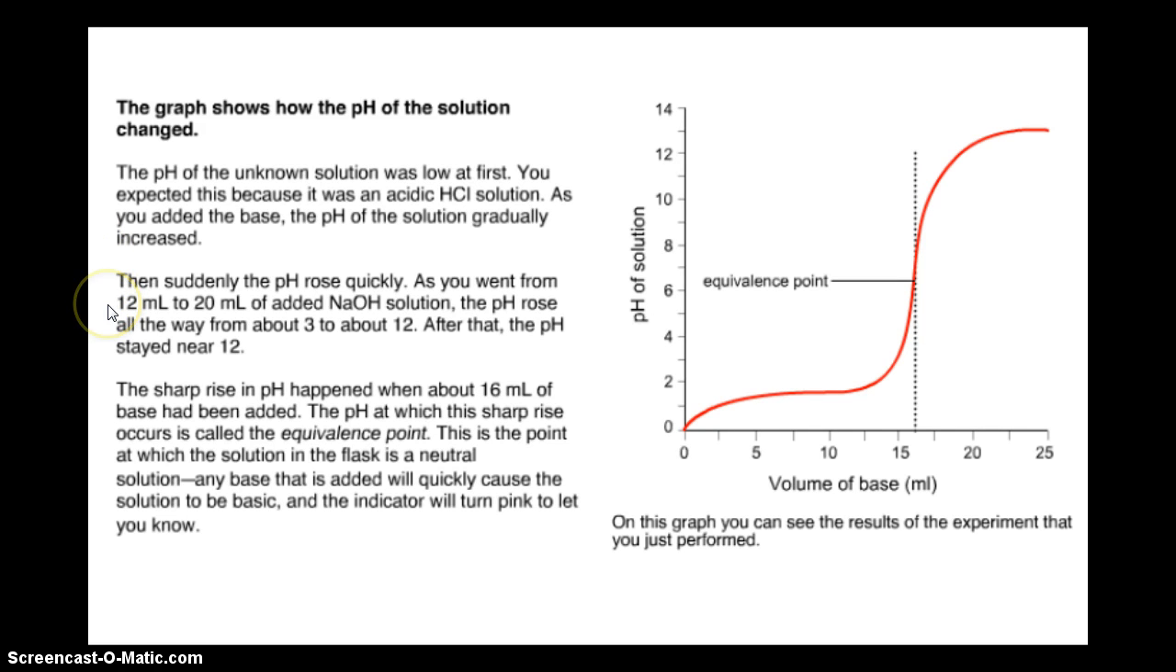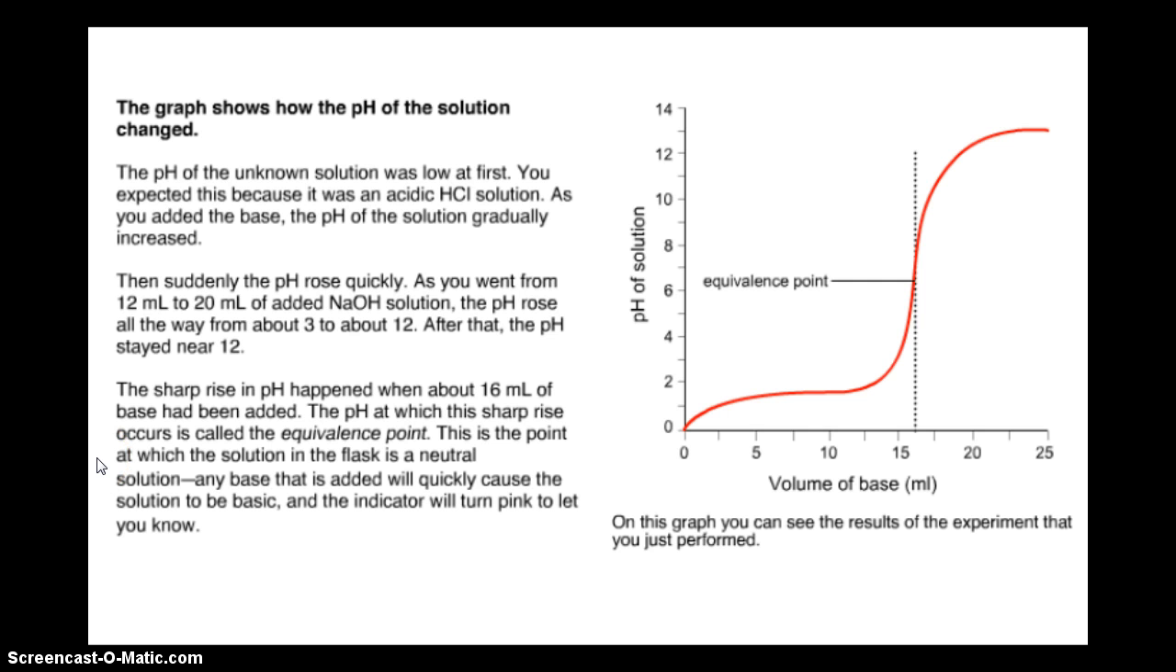As you went from 12 milliliters to 20 milliliters of added sodium hydroxide solution, the pH rose all the way from about 3 to about 12. After that, the pH stayed near 12. The sharp rise in pH happened when about 16 milliliters of base had been added. The pH at which this sharp rise occurs is called the equivalence point. This is the point at which the solution in the flask is a neutral solution.